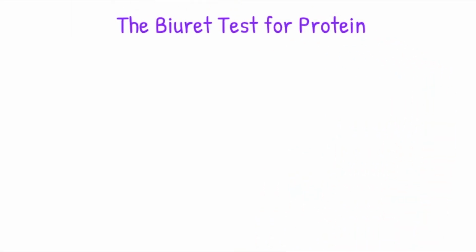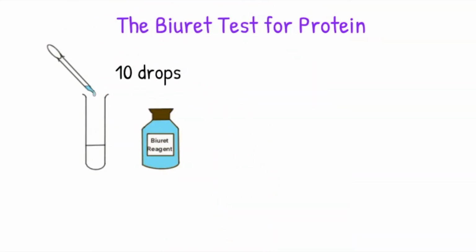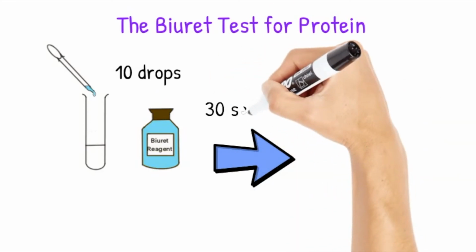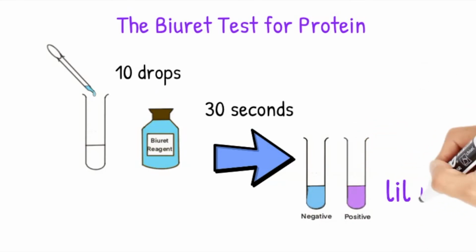The test for protein involves adding Biuret reagent. Add 10 drops of blue Biuret reagent, which is a mixture of sodium hydroxide and copper sulfate. Stir or swirl for 30 seconds. And if a protein is present, a lilac colour develops. If no protein is present, the colour stays blue.